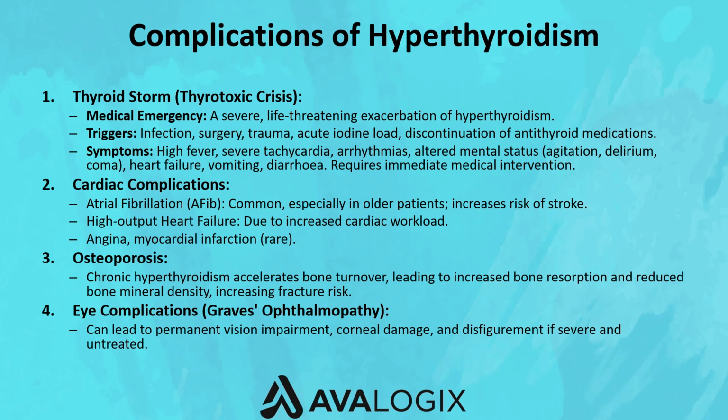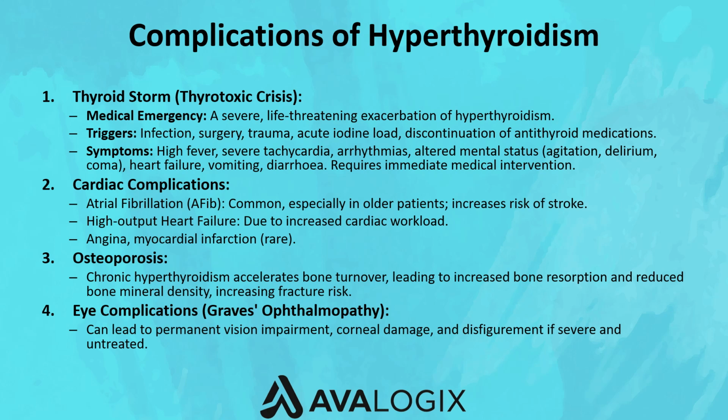Cardiac complications are also common. The most frequent is atrial fibrillation, an irregular, rapid heartbeat that increases the risk of stroke. Over time, the heart can wear out, leading to high-output heart failure. Another long-term issue is osteoporosis. Thyroid hormones accelerate bone turnover, meaning bones get broken down faster than they are rebuilt. This increases the risk of fractures, especially in older patients.